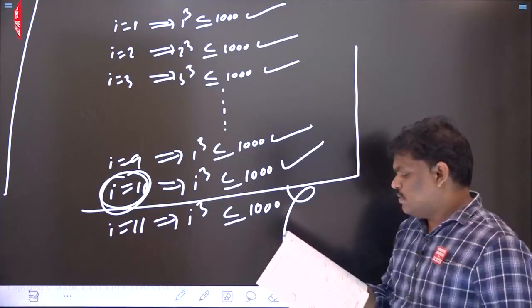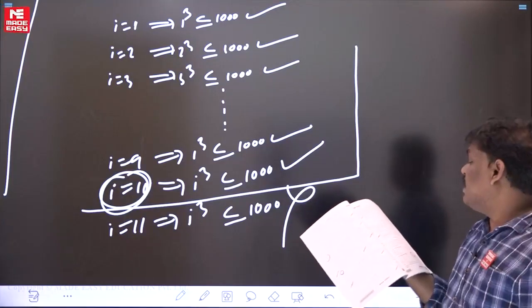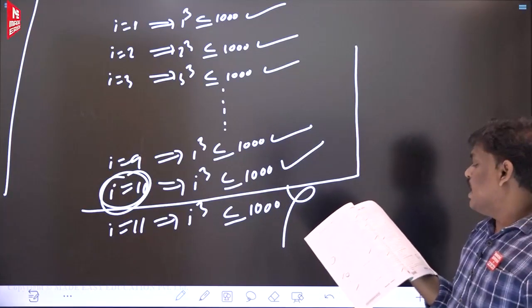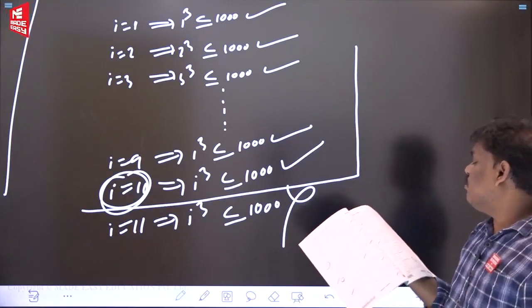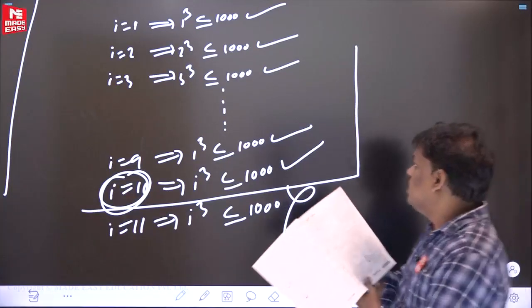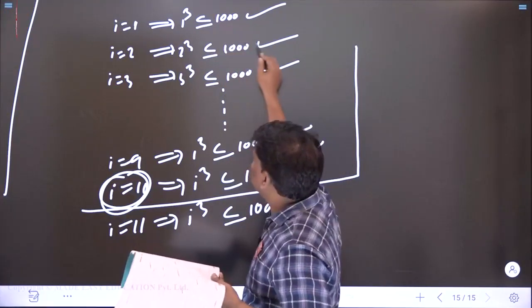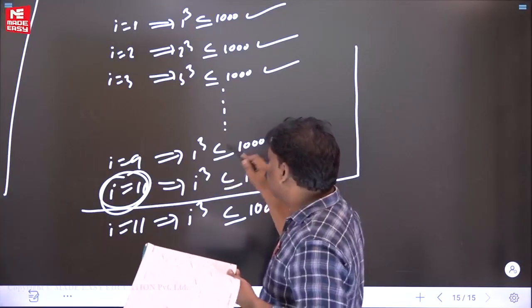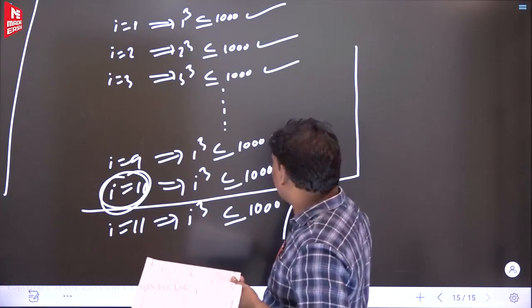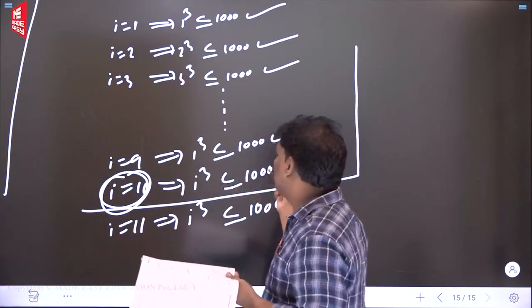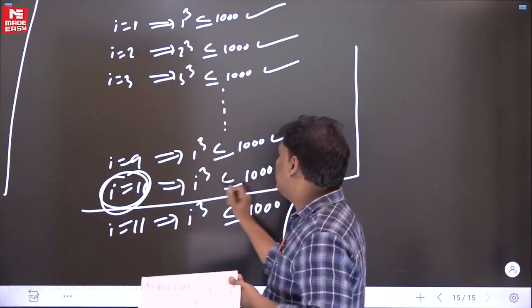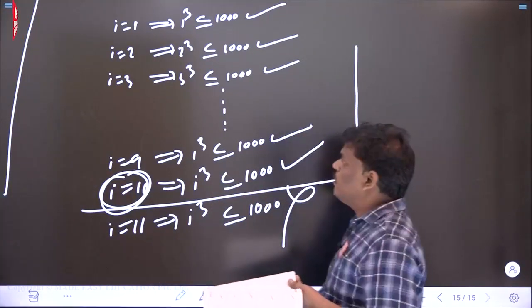See the definition: the cube root of a natural number n is defined as the largest number m such that m cube is less than or equal to n. See this one, m cube less than or equal to n. Many numbers satisfy this condition. Which is the answer? The last one, the largest m such that m cube is less than or equal to n. This is the way of finding the cube root.